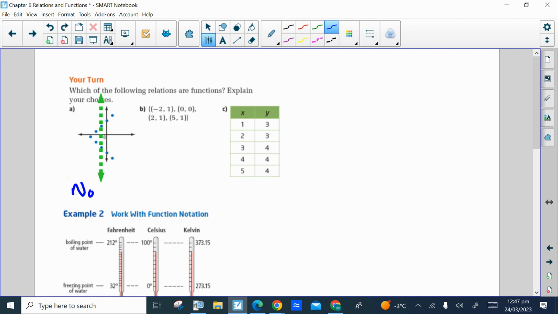No, because x is -2 is to the left of the y-axis. If x is +2, that's the right of the y-axis. They don't line up vertically. It doesn't matter if they line up horizontally, because that means the y values are the same. They just can't line up vertically. So this one is a function.